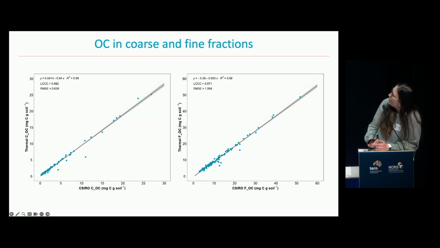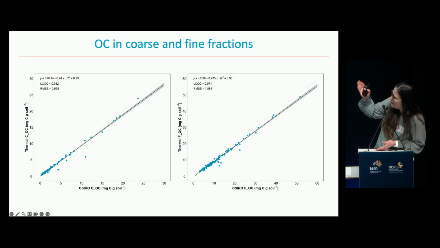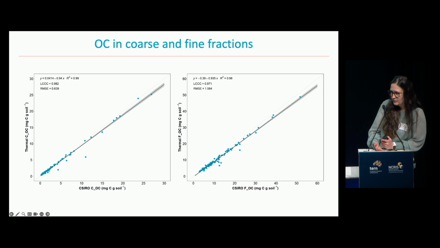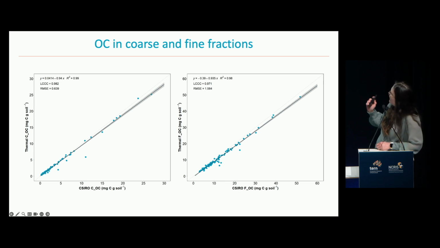Then we looked at the total organic carbon in the coarse and in the fine fraction. We have on the x-axis the total carbon from the CSIRO fractionation, and on the y-axis the results from the thermal fractionation. Just a bit of information: the Lin's concordance coefficient goes from -1 to 1. 1 means good agreement, so this is what we are aiming for. And the root mean square error should be as low as possible. We are pretty happy with the results, in the coarse and in the fine fraction.